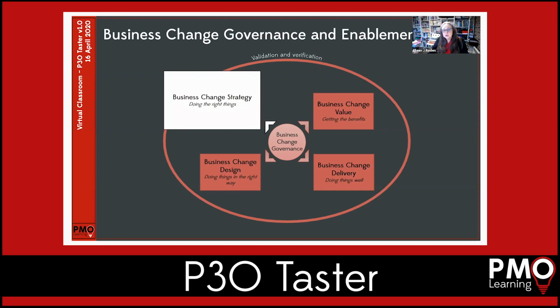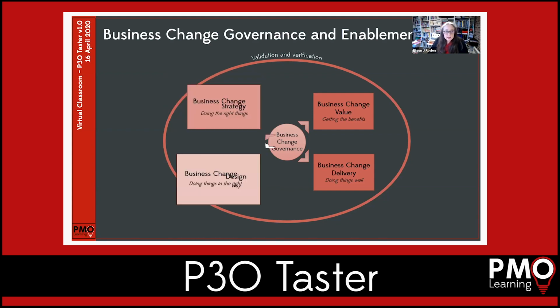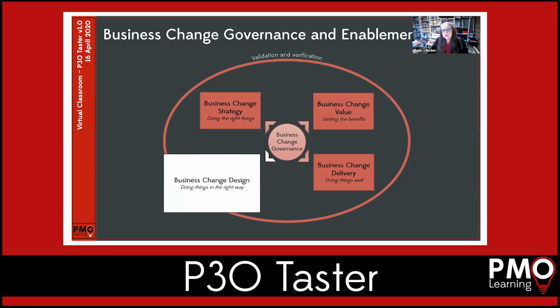What information should we hold about those projects? How do we weight the information against those various projects? How do we understand what each will contribute to the organization, to allow us to prioritize and resource the projects and programs we need to do? The second element we need to do is business change design. This is about doing things in the right way.